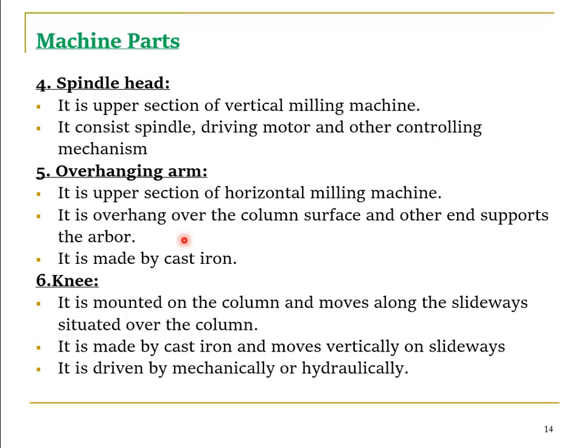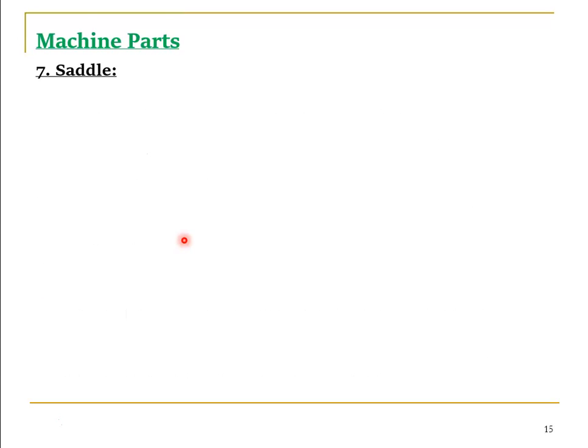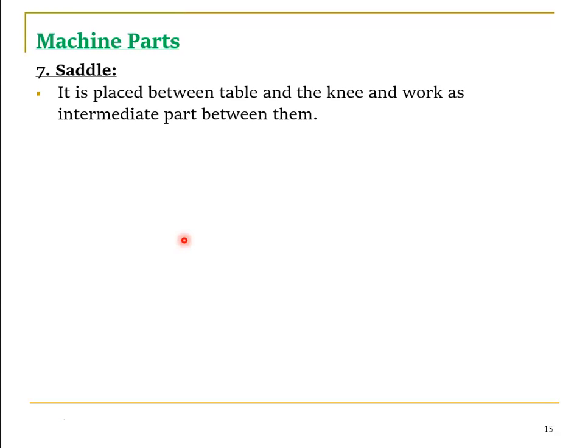So the movement, it may be done through mechanical gears or it may be hydraulic. Hydraulic in the sense that it may use fluid power. It may be pneumatic or hydraulic. Right. So the next part is the saddle. On top of the knee we have a saddle. It is placed between the table and the knee and works as an intermediate part between them.